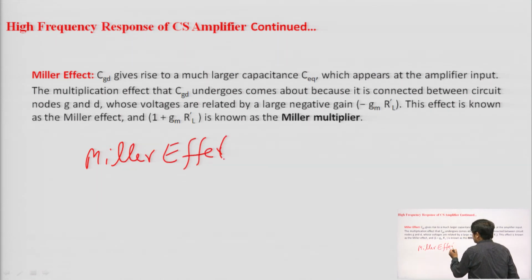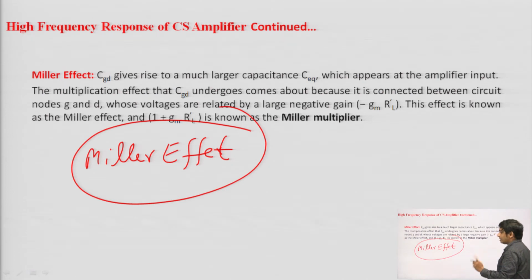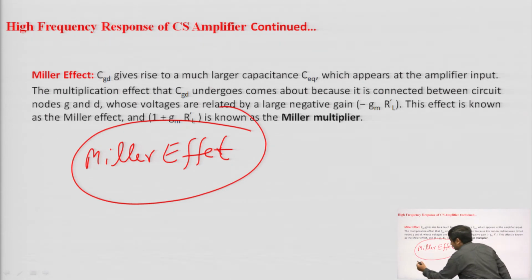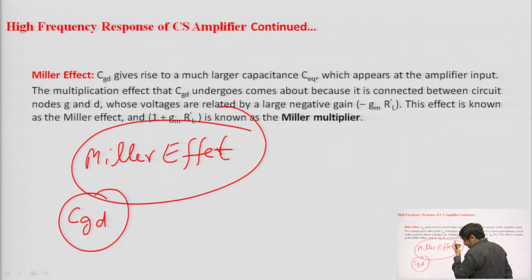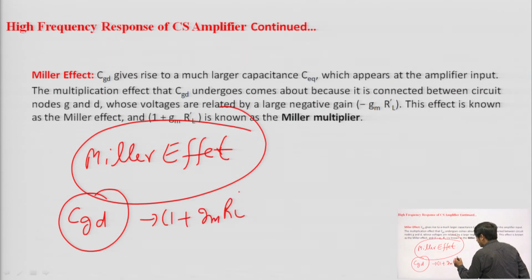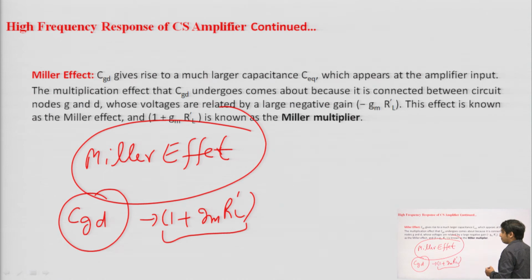Miller is the name of the scientist. In the Miller effect, your capacitance CGD that is connected between gate and drain is increased by the amount 1 plus GM RL dash. This factor 1 plus GM RL dash is called the Miller multiplier, and this effect is called the Miller effect. So, due to the Miller effect, the input capacitance is increased.